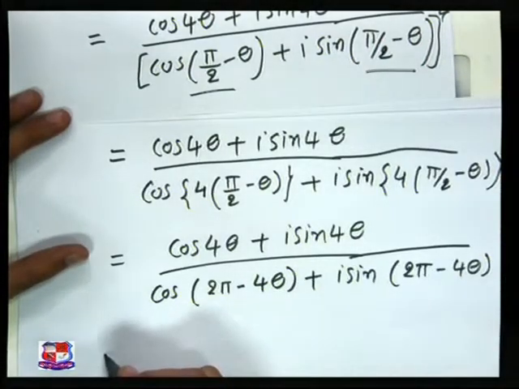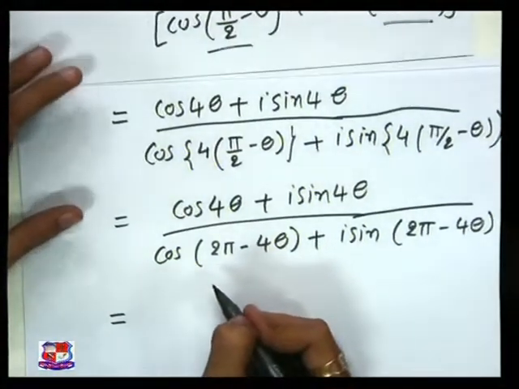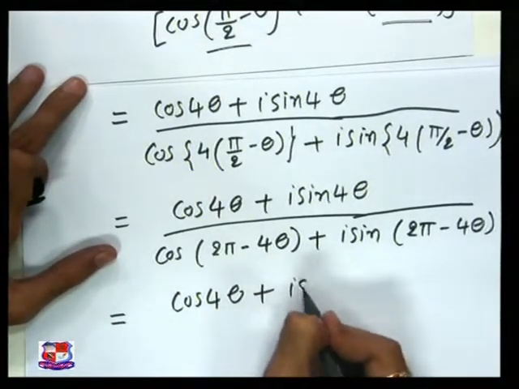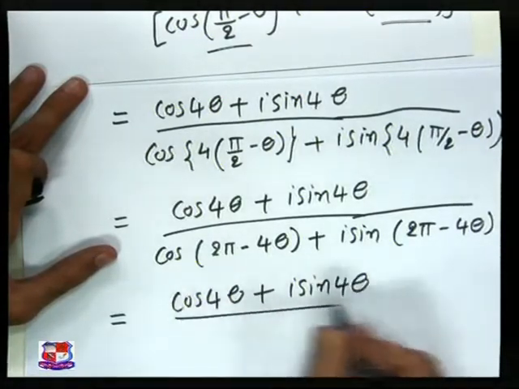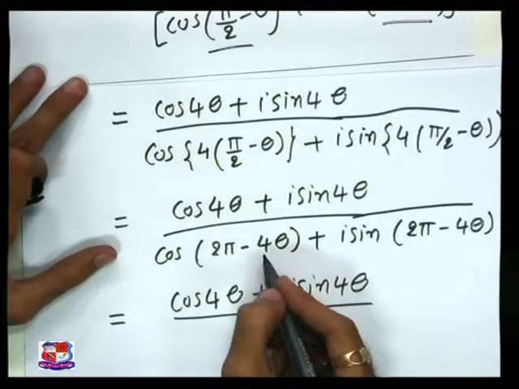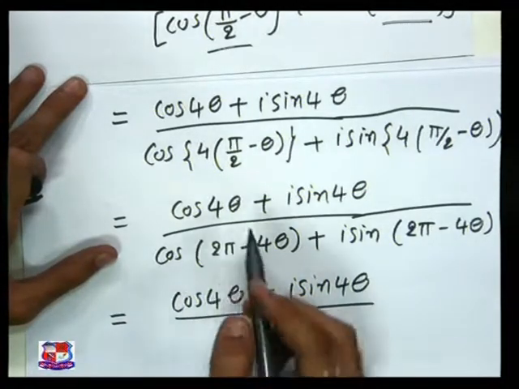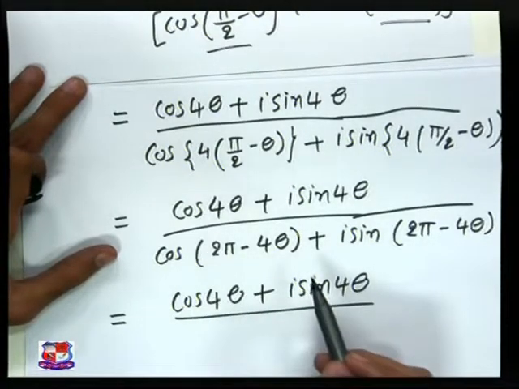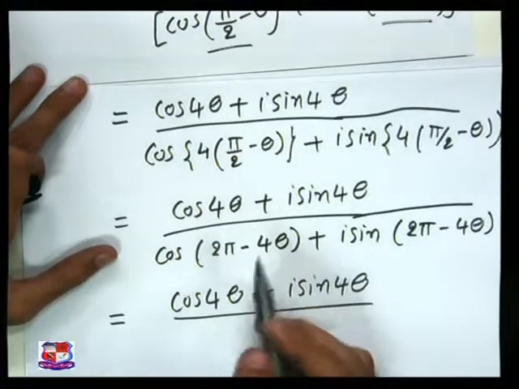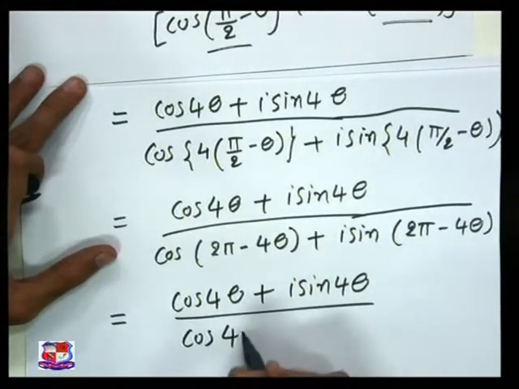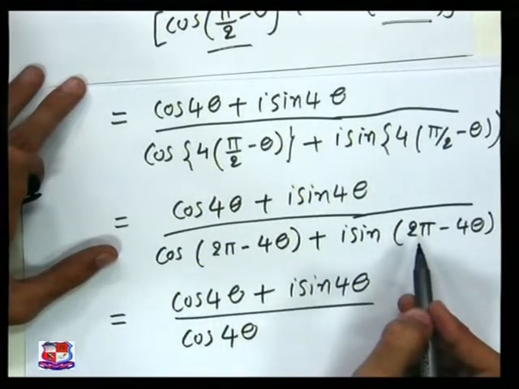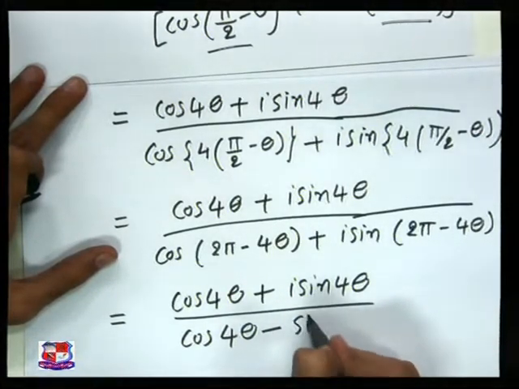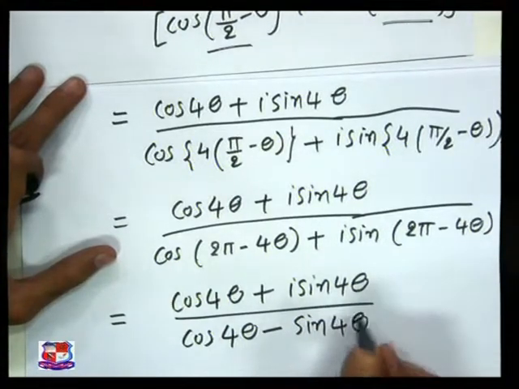Okay, it is equal to 2 pi minus 4 theta. So I will get cos 4 theta plus I sin 4 theta upon cos of 2 pi minus 4 theta. That is in the fourth quadrant, where all STC applies. In the fourth quadrant cos is positive, so the answer is cos 4 theta, and in the fourth quadrant sin is negative, so this is equal to minus sin 4 theta.